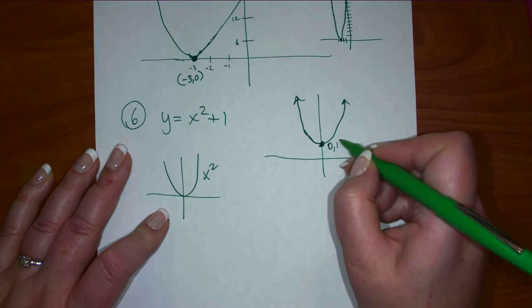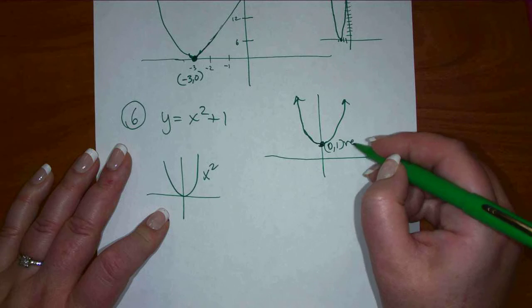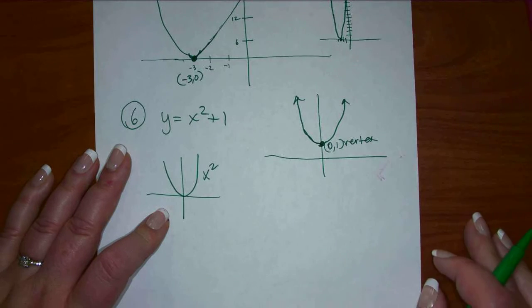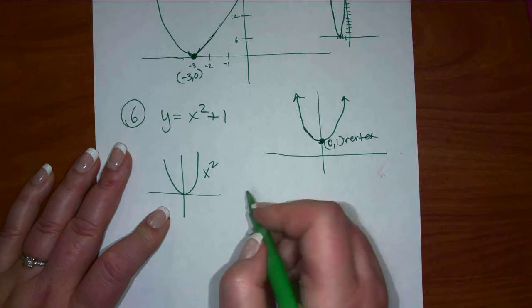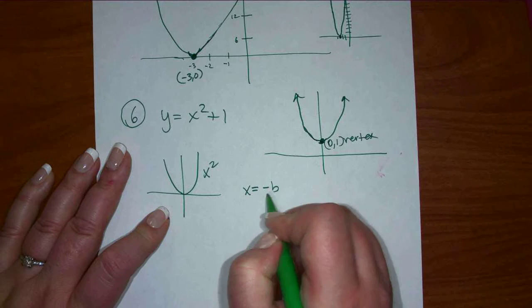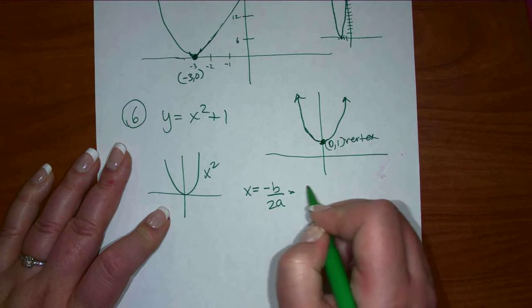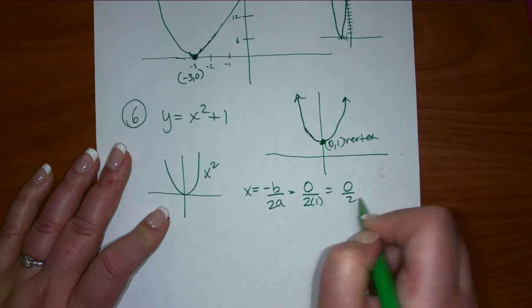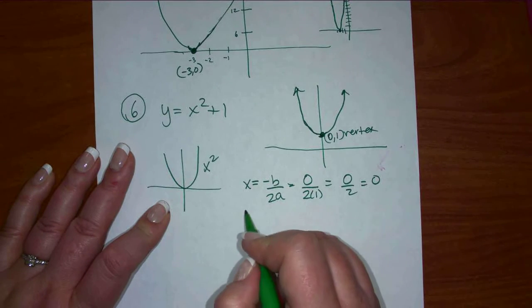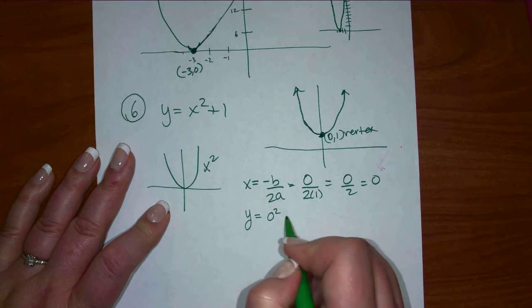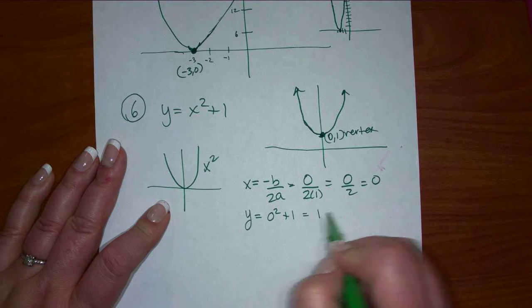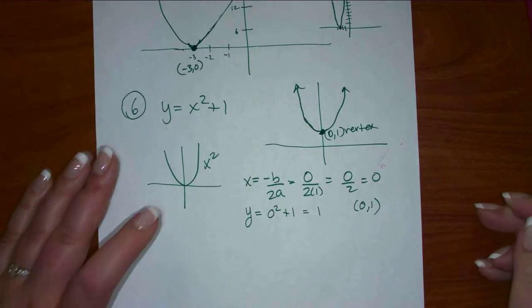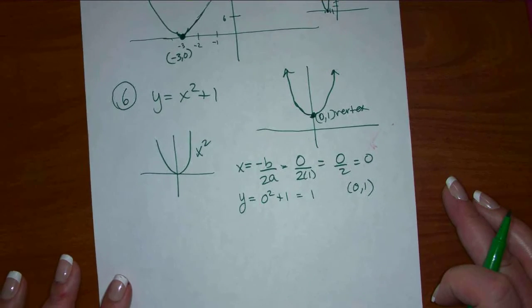So what's our vertex? 0, 1. If you went through and did it, minus b over 2a: b is 0, over 2 times 1 is 0 over 2, which is 0. And then if you plug in your 0, you get a vertex of 0, 1. Right? So that's if we went through and did it.